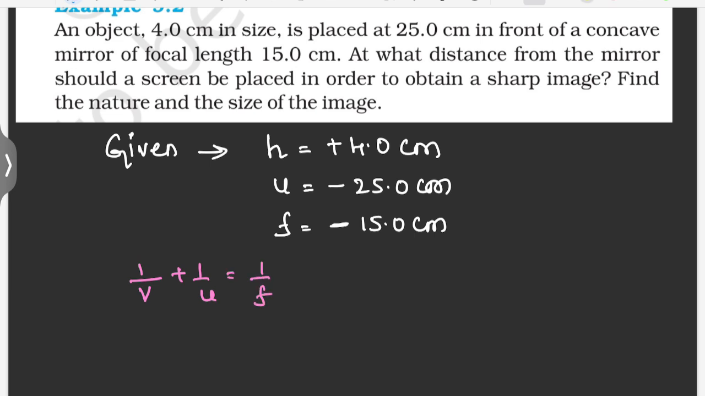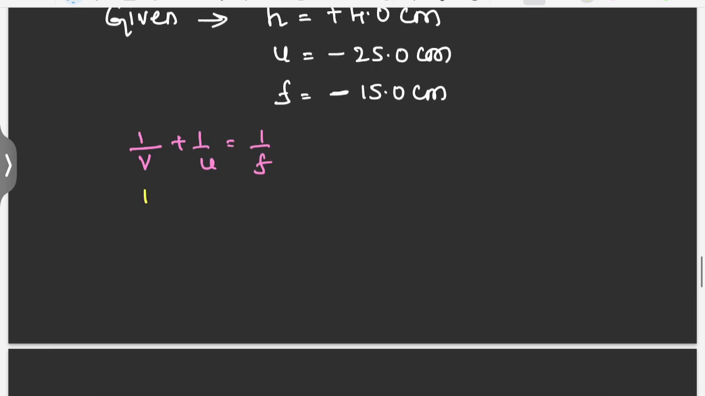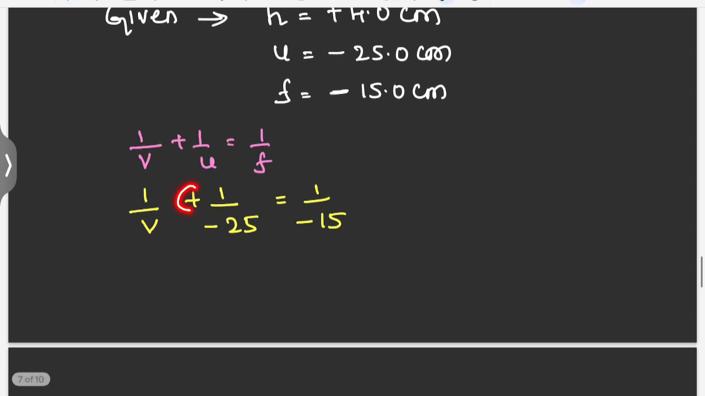Now substitute in this equation. 1 divided by v, v we have to find, plus 1 divided by u. u is given as minus 25, so 25.0, that 0 you can leave because it is equal to 25, which is equal to 1 divided by f. f is given as minus 15. Now here two signs are there, plus and minus. Multiply this, plus into minus will become minus. So you will write 1 by v minus 1 by 25 is equal to minus 1 by 15.